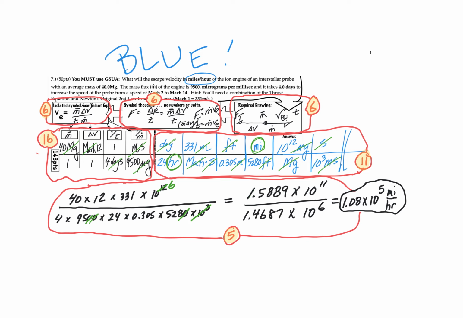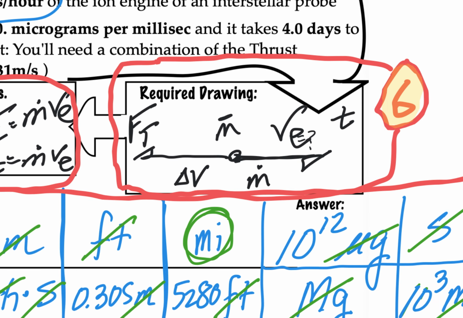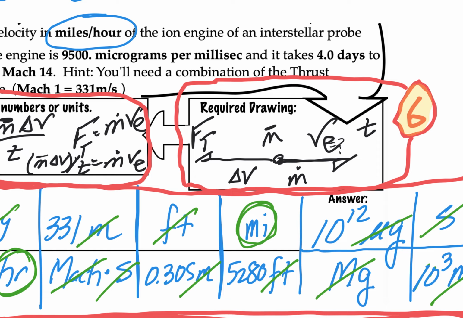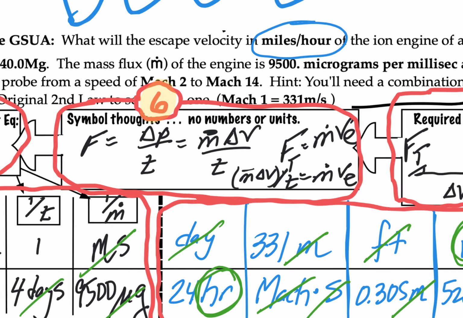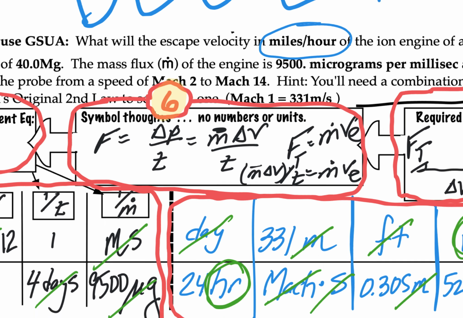Okay, this one's blue. So you need to put something in the drawing. I accept a lot there. Mine's not exactly fancy, but that's where you write down your symbols and try to piece them together. And then in the symbol thoughts, now you're taking your equations and having to do manipulation, which we have to do here. So we manipulate it.